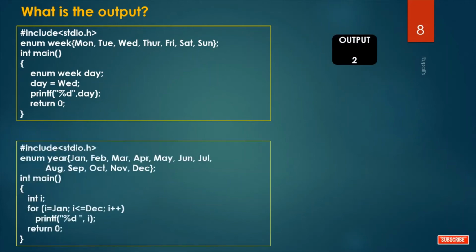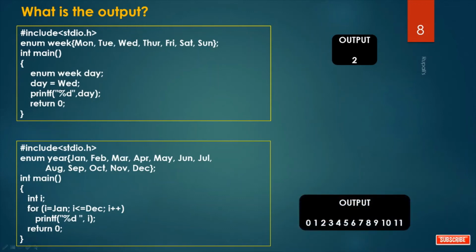Now take another example. Tell me what is the output. Think for 5 seconds. See here, January is 0, February is 1, March is 2. When I want to print the value of i, there is one for loop. i starts from January to December. So January is 0 and December is 11 because it starts from 0.